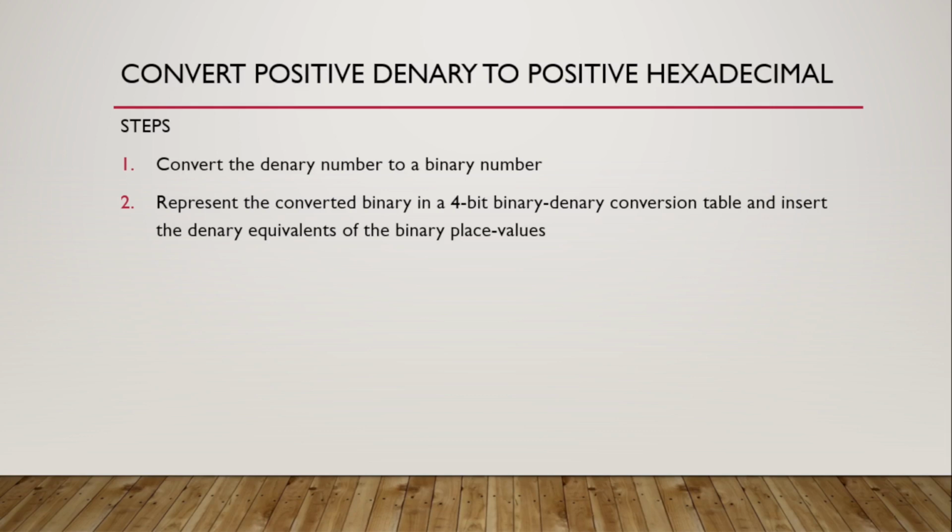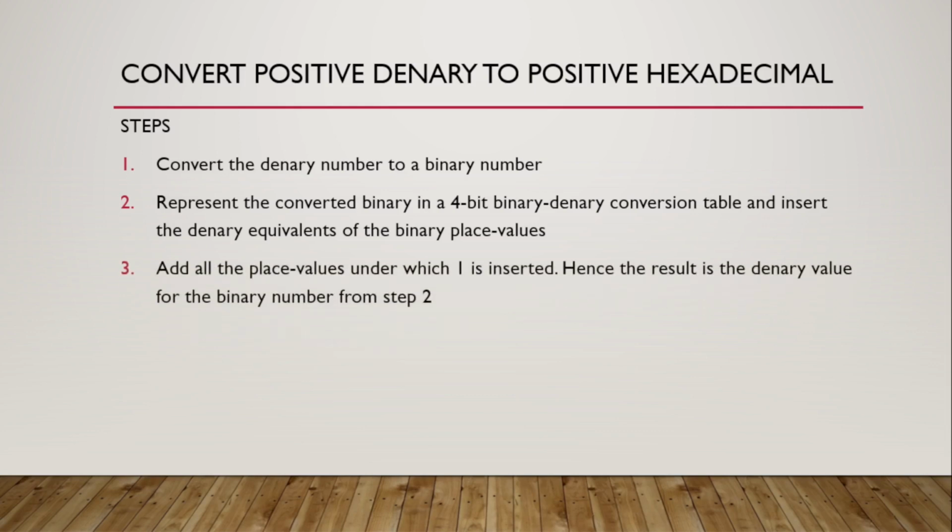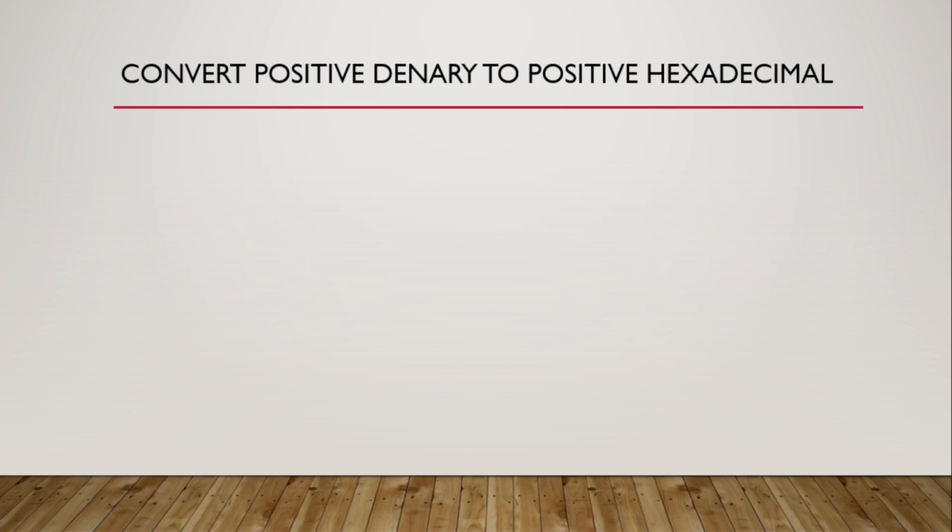Having done this, we are going to insert the denary equivalence of the binary place values. We add all the place values under which one is inserted. Hence, the result is the denary value for the binary number from step 2. And finally, we extract the hexadecimal digits for the denary digits gotten from step 3. Let's look at an example.